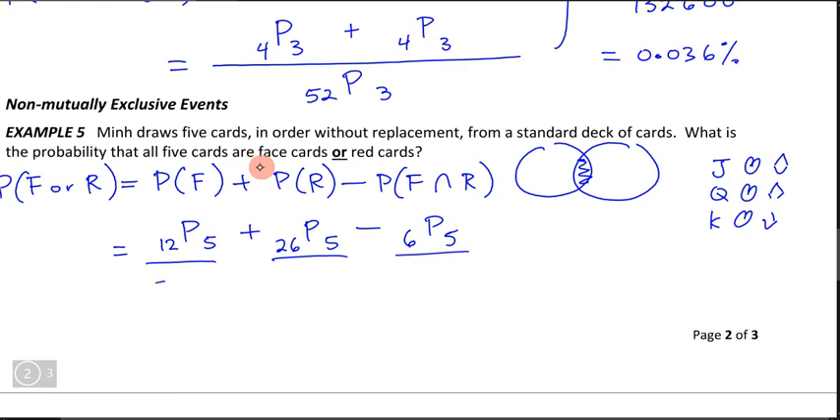So remember, we're still arranging 5 cards from a deck of 52, in each term. So the top part says, for the first term, drawing 5 cards, the probability is the permutation of arranging 5 cards from a set of 12 face cards divided by the total number of ways you could be given 5 cards from a deck of 52. That's how I'm calculating the probability.